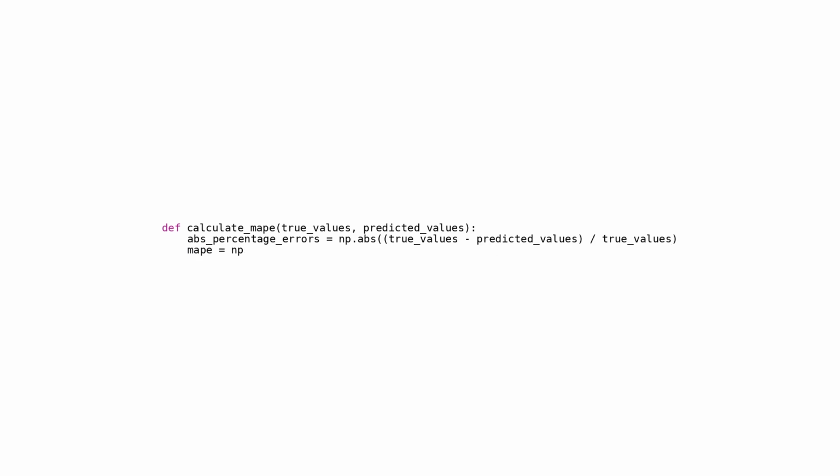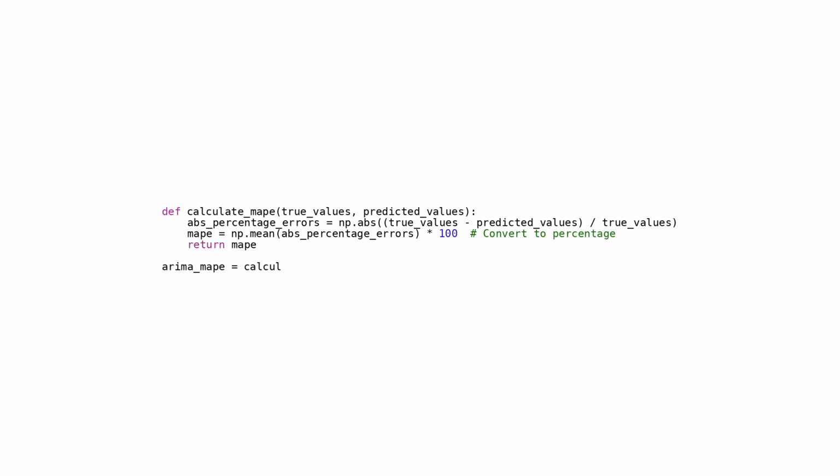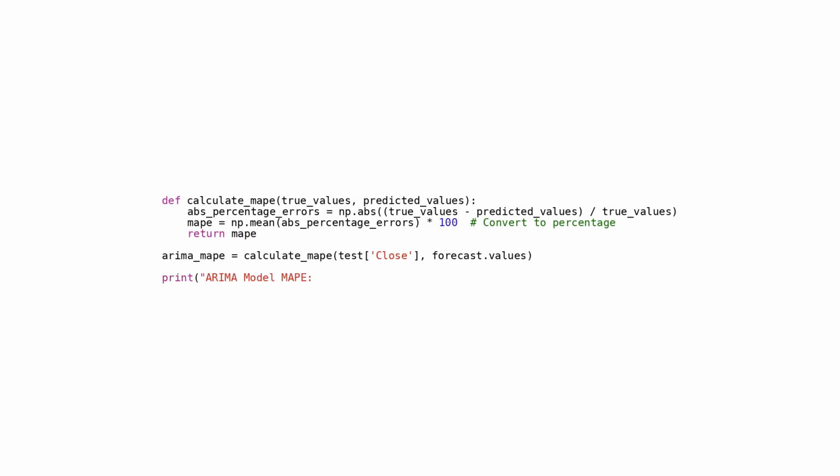A function in Python is introduced to find the mean absolute percentage error, MAPE, between 2 sets of values, the actual and predicted values. This is done by first finding the absolute percentage errors, taking their average, and multiplying by 100 to get the value in percentage. The function is then applied to a group of test data close values and their corresponding forecasted values from an ARIMA model. The final MAPE value is displayed on the console with 2 decimal points precision, indicating the accuracy of the model's forecasts in percentage.